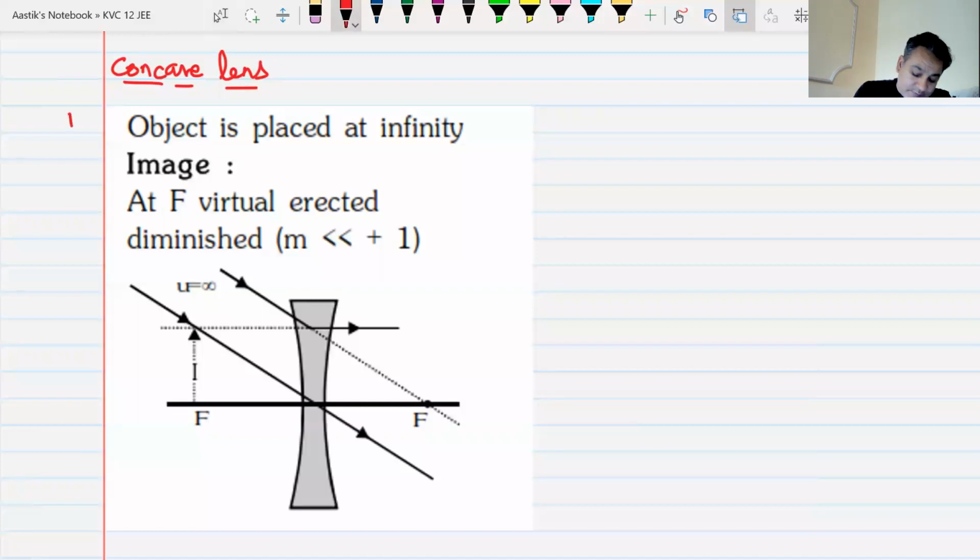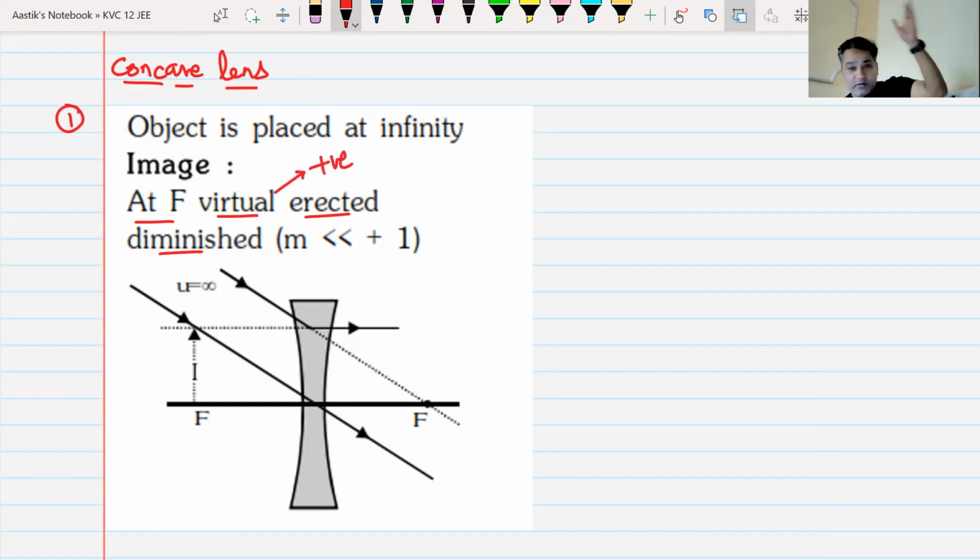When the object is placed at infinity, the image is virtual, erect and diminished, and it is formed at the focus F. If the image is virtual, the magnification has to be positive and it is formed on the same side of the lens as the object itself. This is case number 1 for concave lens. I'll give you 2 minutes to note it down.